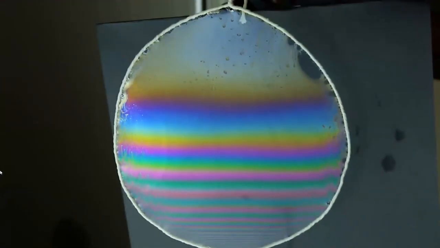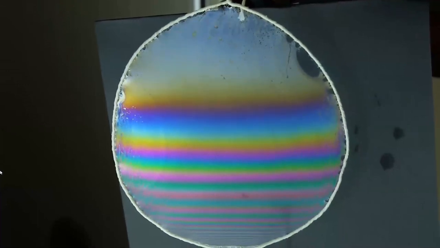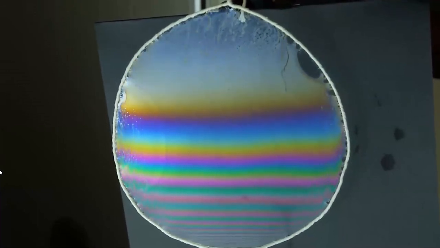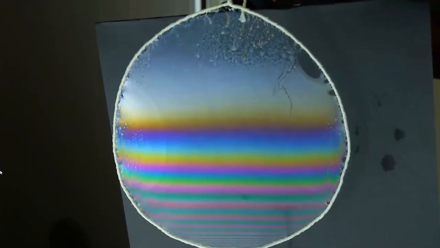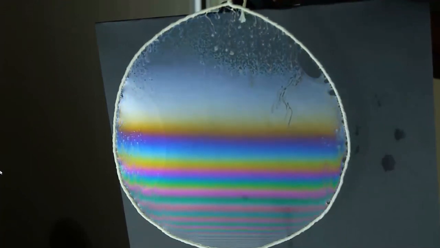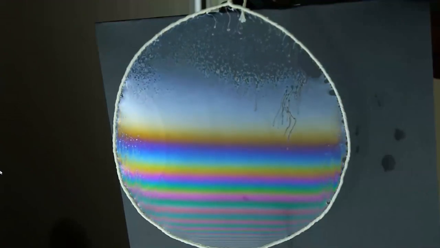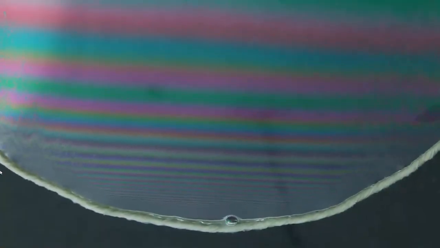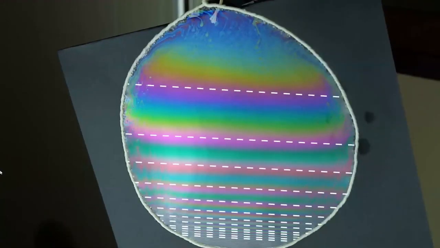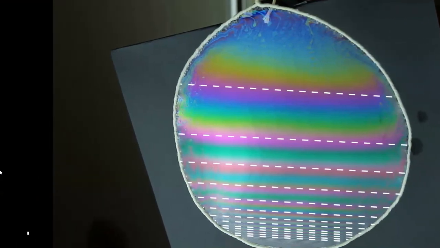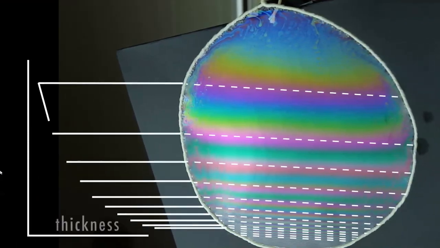To prove this, I created this two-dimensional soap film and hung it vertically. We can clearly see that the color of light being reflected depends on the height of the film. That's because gravity pulls on the fluid in the film, causing it to be thicker at the bottom and thinner at the top. Repeating bands of color appear because waves will constructively interfere at integer multiples of film thickness. As a result, the thickness of the film can be backtracked and probably look something like this.